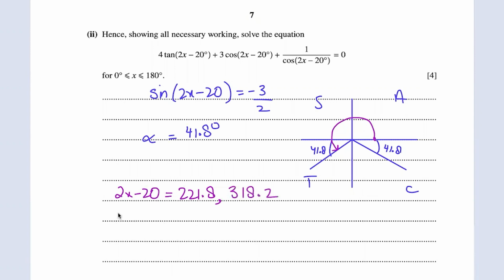So we'll have 2x minus 20 is equals to... simplifying this, we can get x is equals to 221.8 plus 20 divided by 2, which will become 120.9, and 318.2 plus 20 divided by 2 will become 169.1.